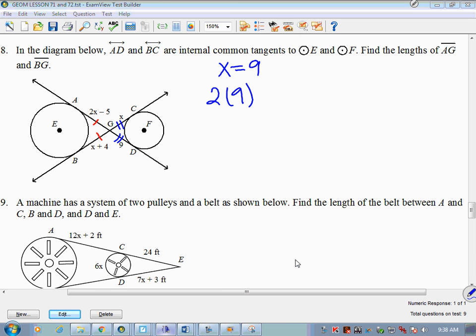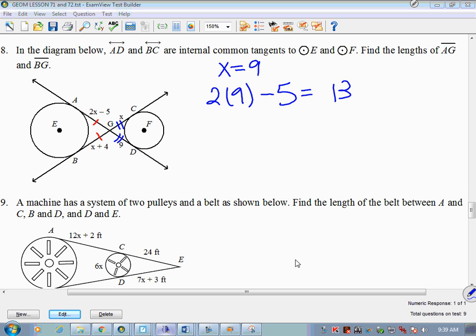Substitute, right? Substitute 9 in for x. 2 times 9 minus 5. 2 times 9 is 18. What's 18 minus 5? 13. So AG is 13. And what should BG be? 13. Well, check it. What's 9 plus 4? 13.